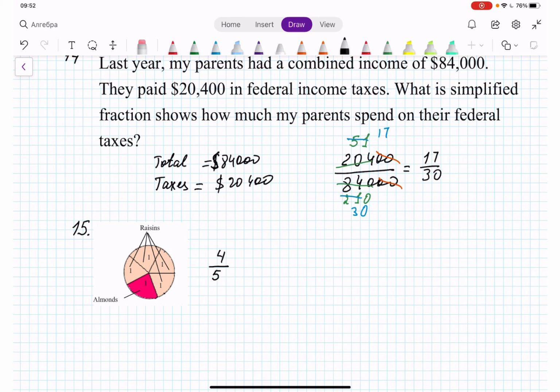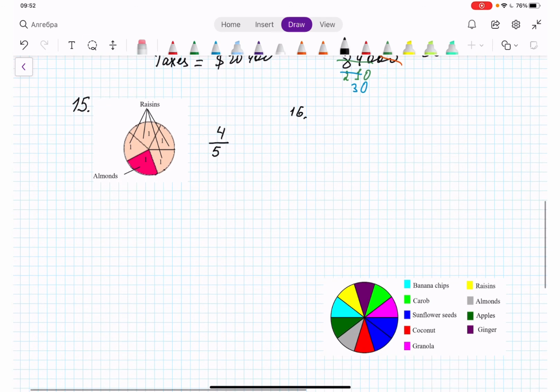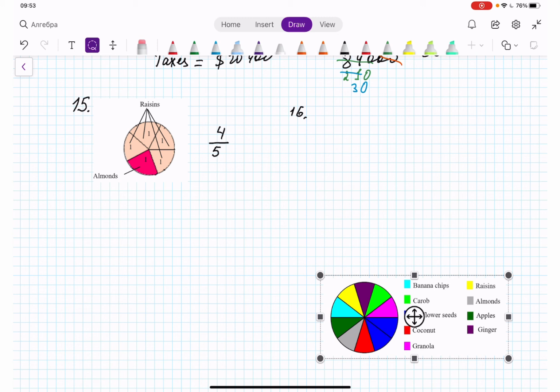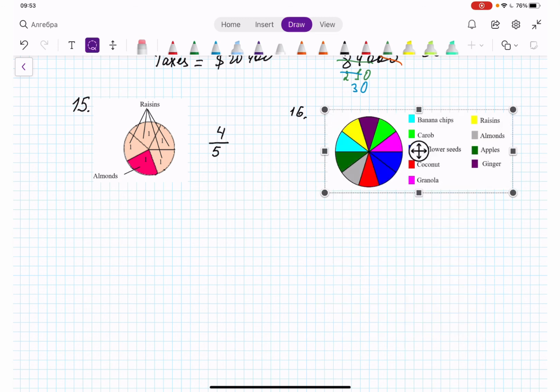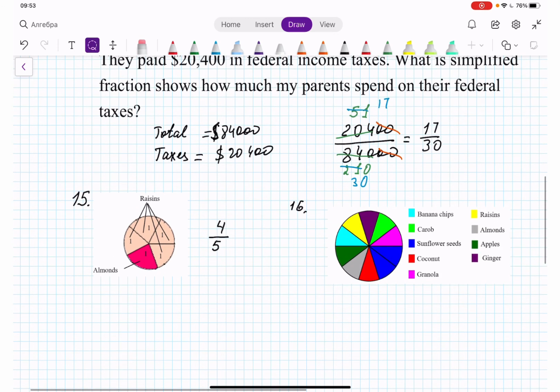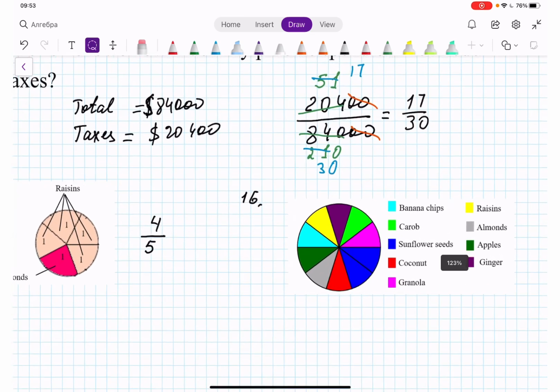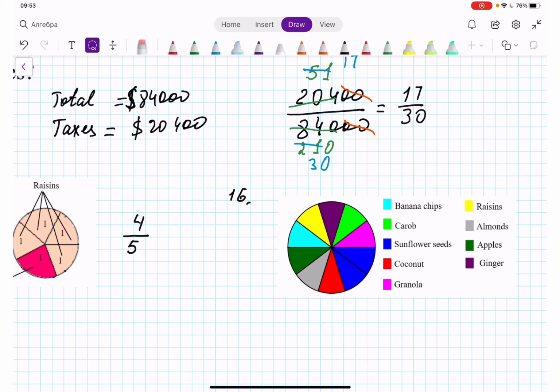Question number 16. Okay, let me bring up this picture. Okay, what do we have here? The pie chart gives the recipe for a premium blend trail mix. What part of the premium blend is not sunflower seed? Okay, so where do we have sunflower seed here? That's the blue color here, right? Both sides.